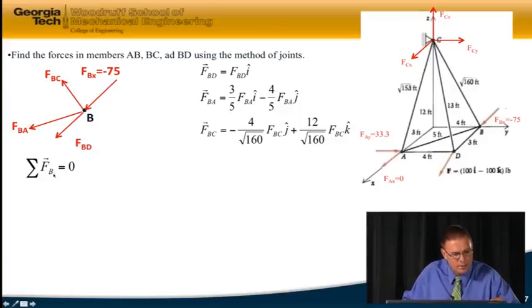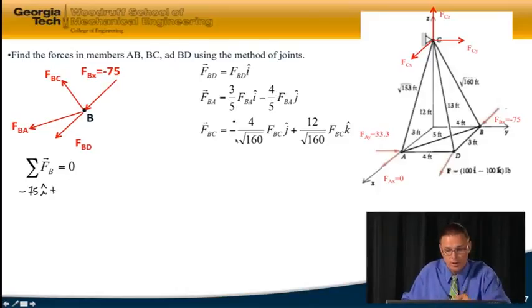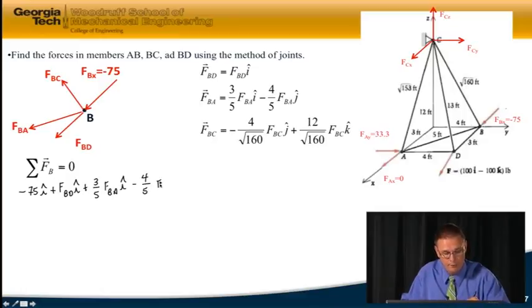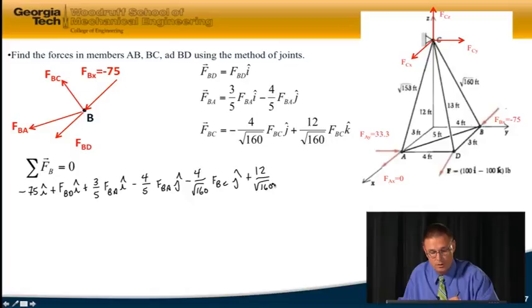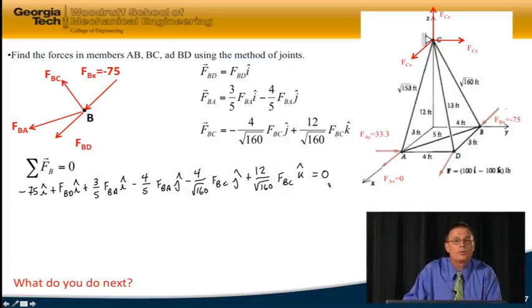And so in this case, I've got minus 75 in the I direction for that force, plus each of these three forces, so plus FBD I plus 3/5 FBA I minus 4/5 FBA J minus 4 over the square root of 160 FBC J plus 12 over the square root of 160 FBC K. And all that has to equal 0. And what next?